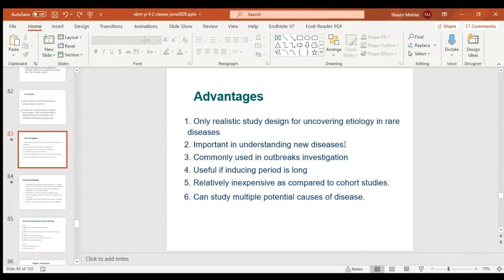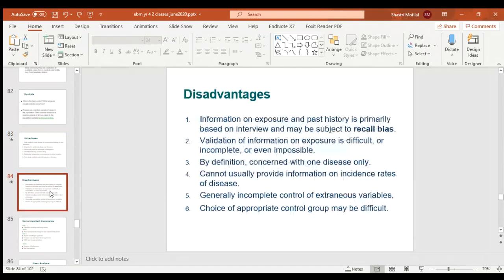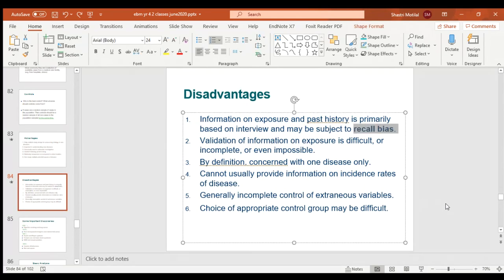You all will do outbreaks in year 5 when you go to a public health rotation. And case control studies are good for finding out about rare diseases. If there's some rare disease and we don't know what is causing it, a case control study is generally good for that. But the disadvantage with a case control study is people cannot often remember their risk factors. And what do we call that? We call that recall bias.